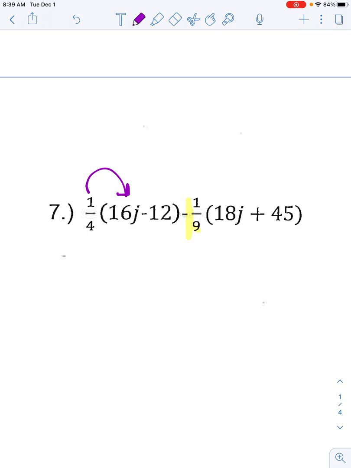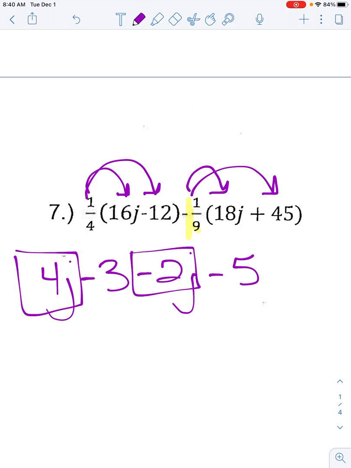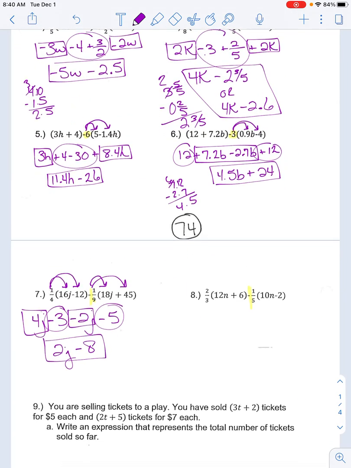Number 7, 1/4 times 16j is 4j, and a 1/4 times a -12 is a -3. On the right, -1/9 times a positive 18j is a -2j, and a -1/9 times 45 is a -5. When I combine like terms, 4j minus 2j is 2j, and a -3 minus 5 more is a -8. Same sign, find the sum, lots of negatives.